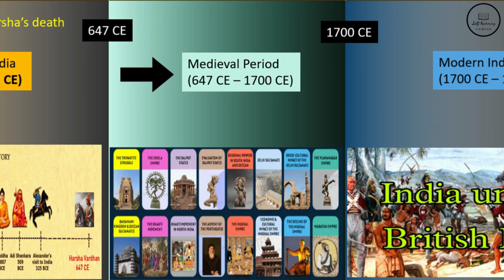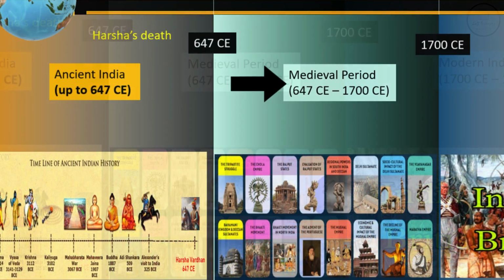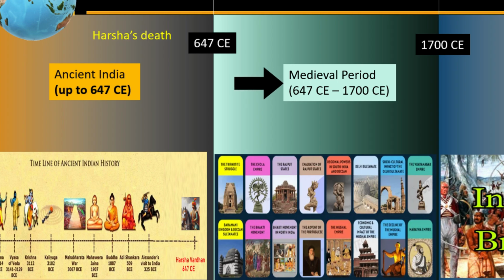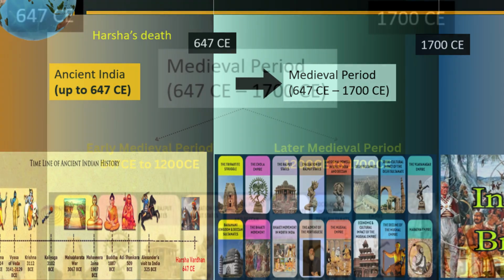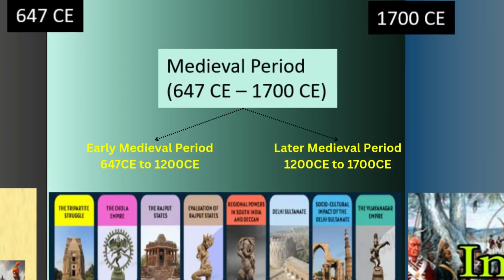Second, the medieval. Here, medieval means Middle Age. It is taken to extend from 647 CE to about 1700 CE. It is the time when the Mughal empire started breaking up and the British began establishing their power in India.